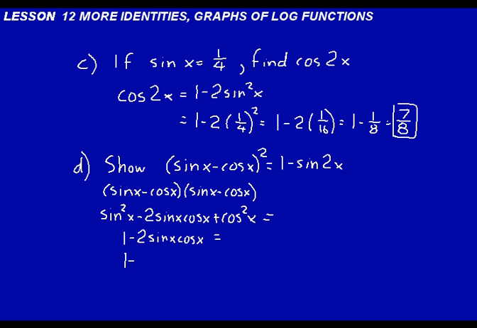And so we end up with 1 minus sine 2x. So we have shown that the left side does indeed equal the right side. If you write anything down in your formula book, write down the key identities on page 74. But you should be able to develop all of the double angle identities from those.